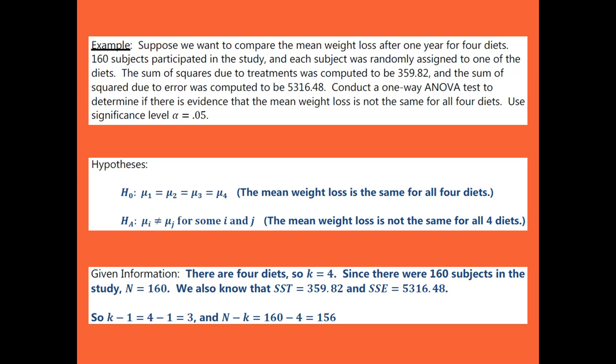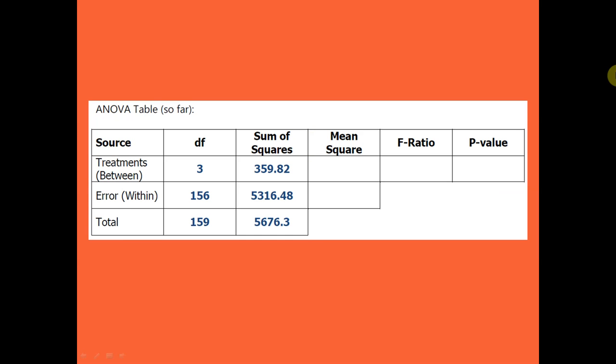What we know so far is that there are 4 diets, so k is going to be equal to 4. And it also says in the second sentence that there are 160 subjects in the study, so that's capital N, since that's the total number of subjects taking part. Then the sum of squares due to treatments and the sum of squares due to error were given, so we know what those are. And then we can get the degrees of freedom. If k is 4, the degrees of freedom for the numerator is k minus 1, so that's going to be 3. And then capital N is 160, so the degrees of freedom for the denominator, capital N minus k, would end up being 156.